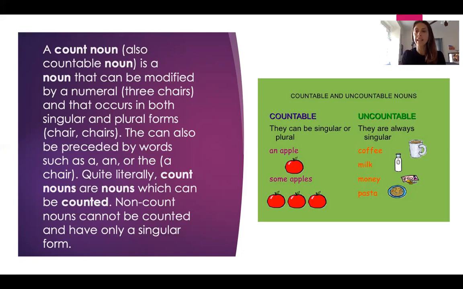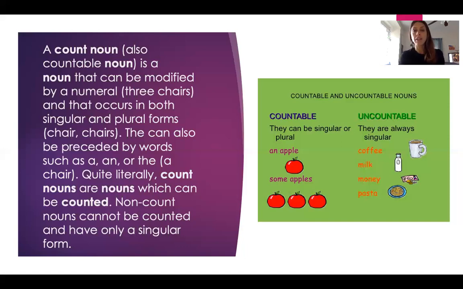Yep, and the uncountable nouns or non-count nouns are always used with the singular, okay? So let's look to the right. We have coffee, milk, money, and pasta. Now, you might think, what in the world? All the time people ask, I'll have a coffee, or can I have one coffee? And that's pretty normal. But really what they should be saying is, I'll have one cup of coffee, or I'll have one bag of coffee, I think you can do as well.